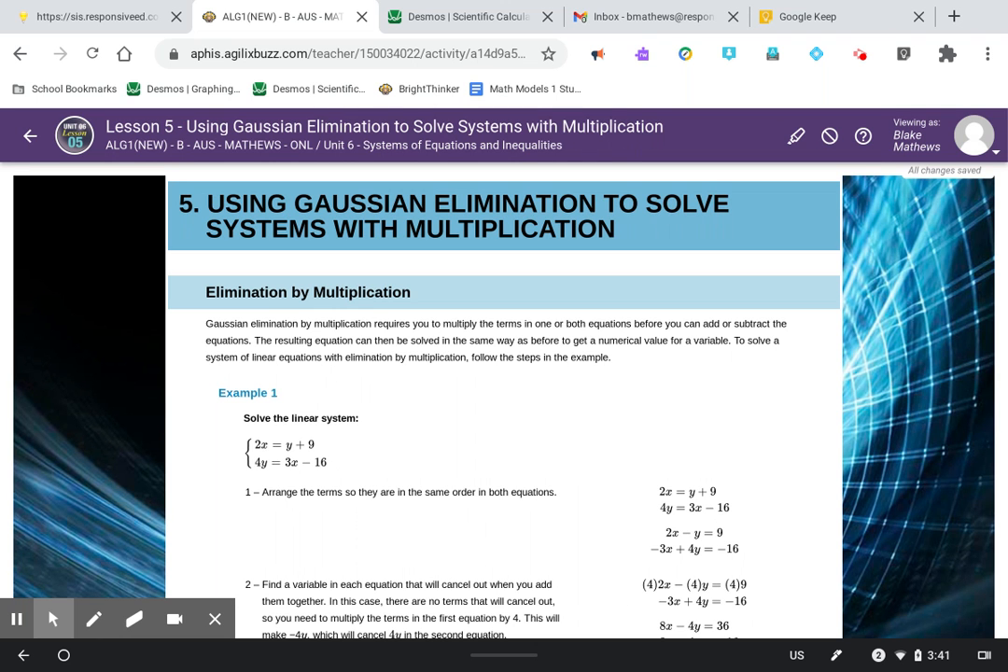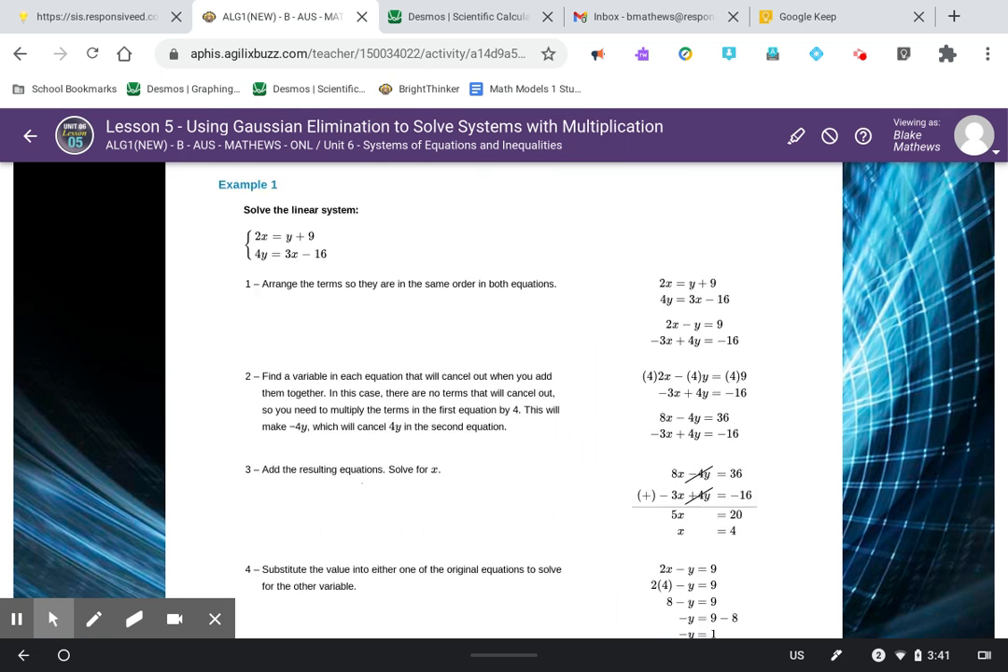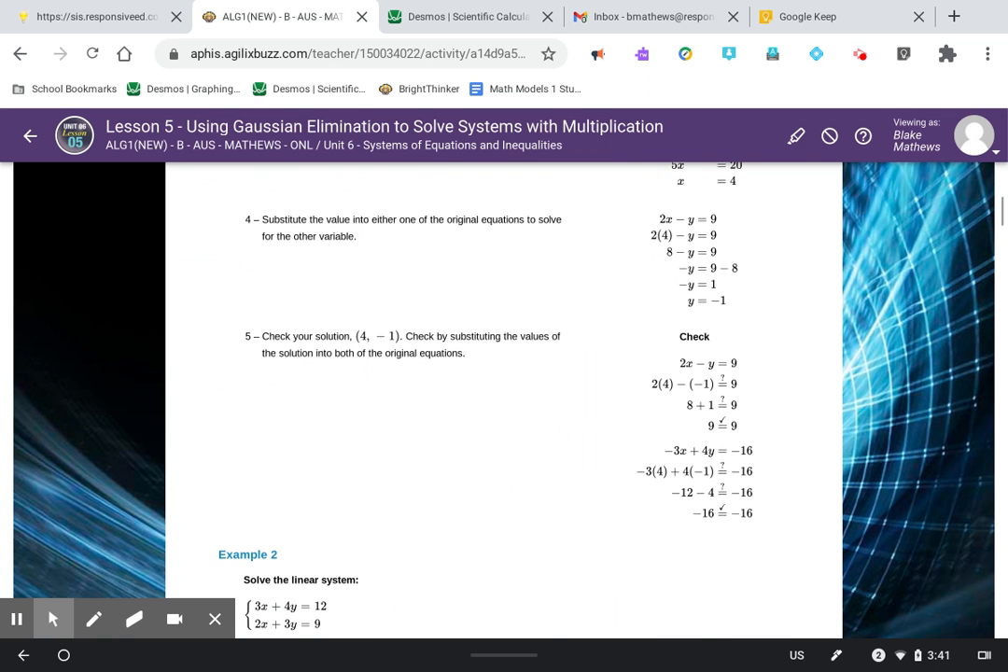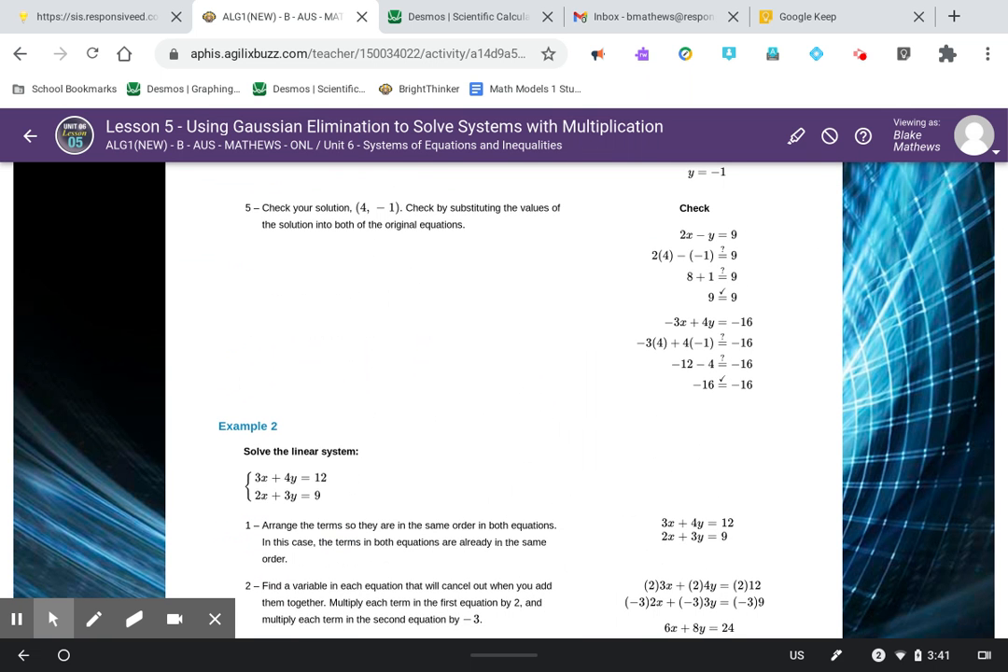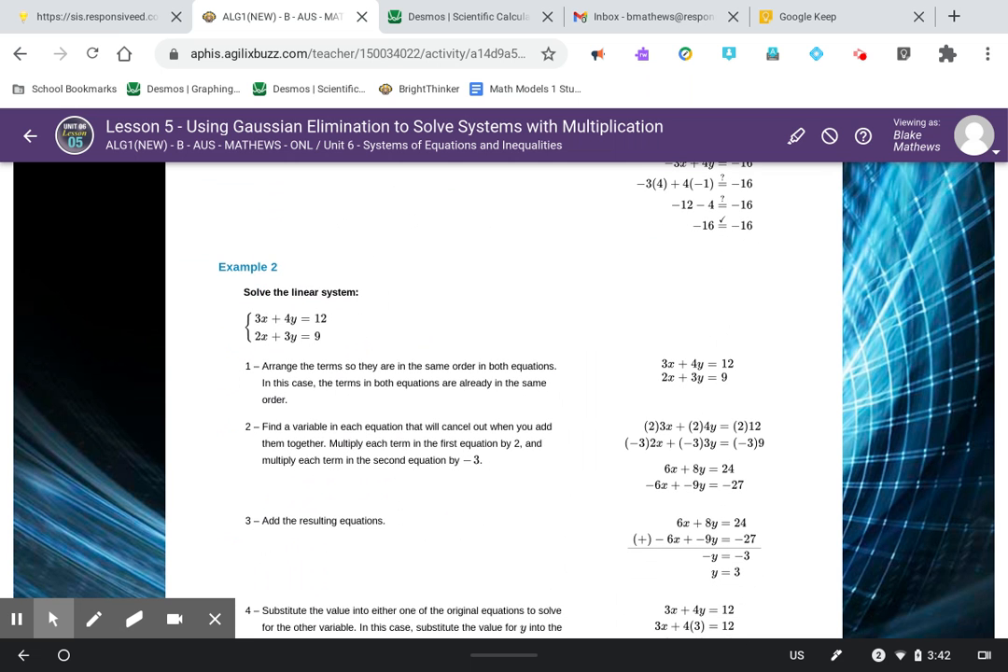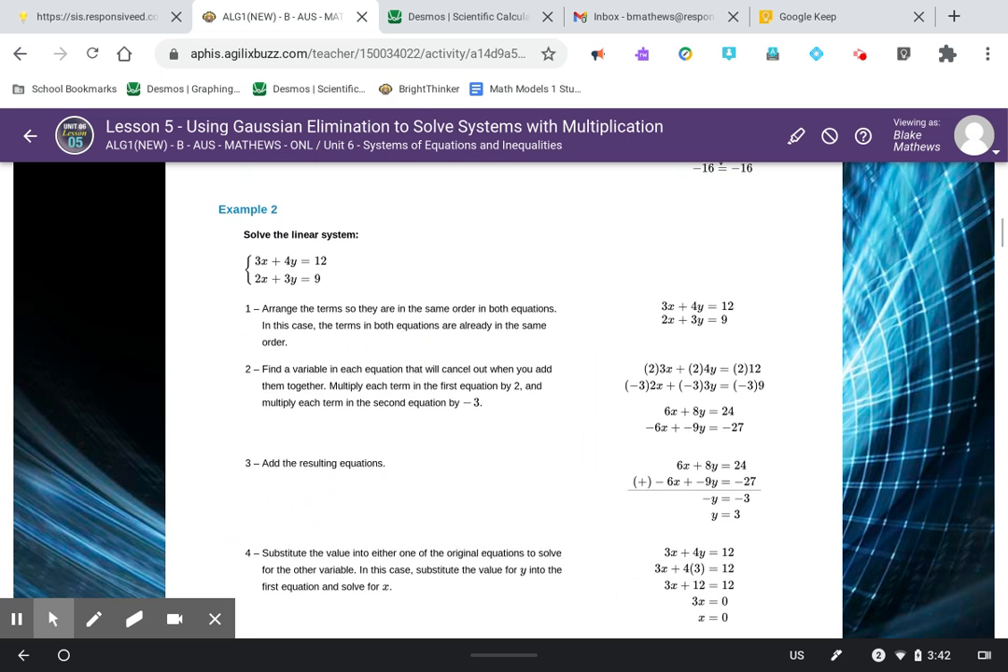All right, we're back with Algebra 1, new Unit 6, Lesson 5. This is an extension of Lesson 4, where we are looking at equations where the linear system is going to be solved using elimination. But before you do that, you have to multiply the equations in order to make them, in a sense, compatible. So we're going to start by working out this first example, example number 2 from the lesson.